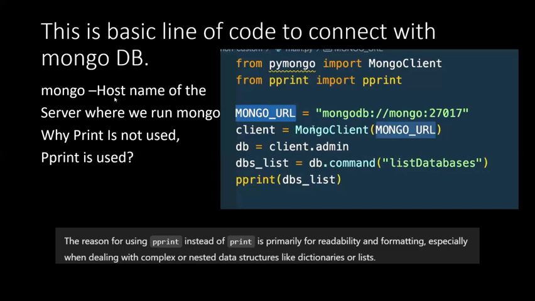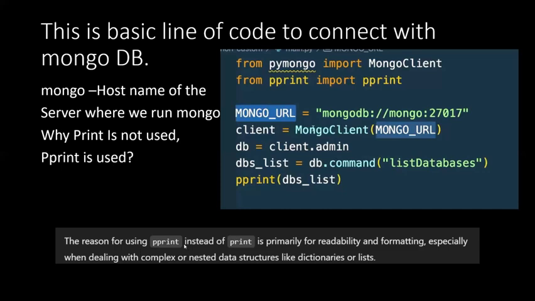So here, where we run the Mongo, why is print not used, and pprint is used? Can anyone tell? Okay, don't know, Rudransh. Okay, okay.